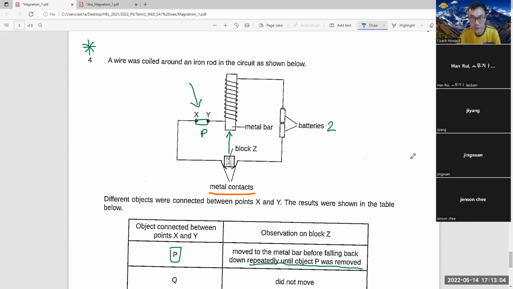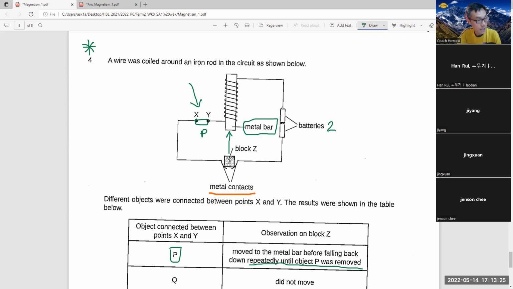Okay, some students have seen the video on YouTube that I showed them before. So how does this work? If you close this circuit, electricity will flow through everything here. They will magnetize this metal bar. Once it's magnetized, the block Z will be attracted upwards.